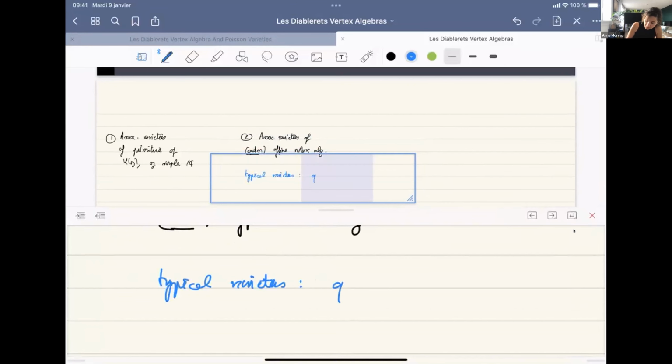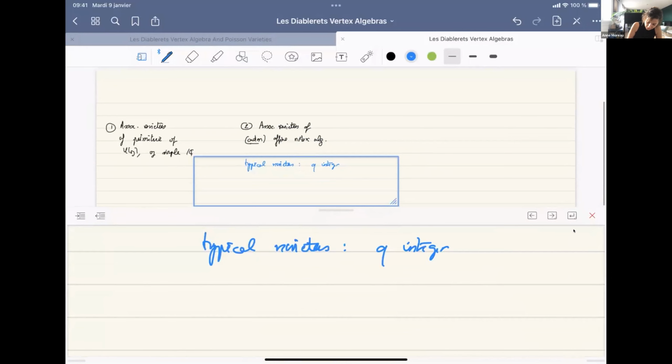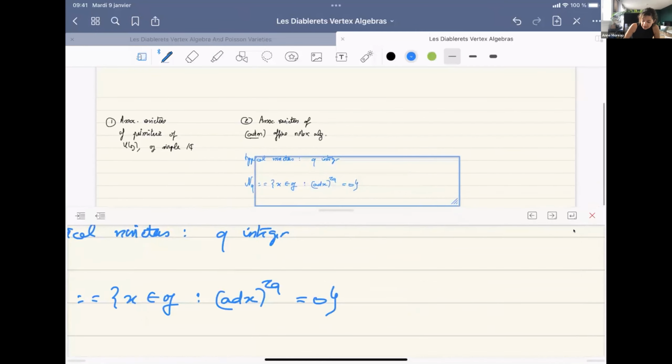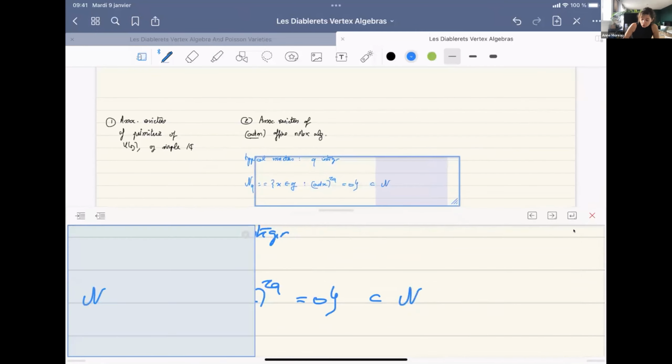So Q here is an integer. For the moment, just assume it's an integer. And then I denote by N_Q the variety of X in g, where g is as before a simple Lie algebra, such that the image of the adjoint action to the power Q is equal to 0. Okay, and by definition, this is clearly contained in the nilpotent cone of g.